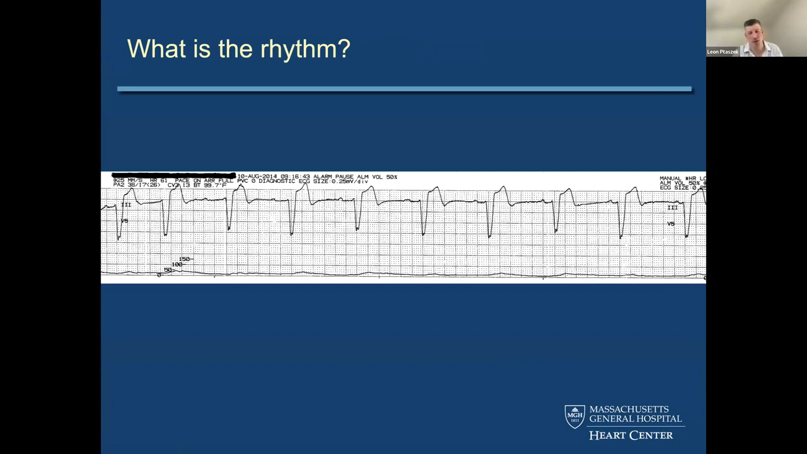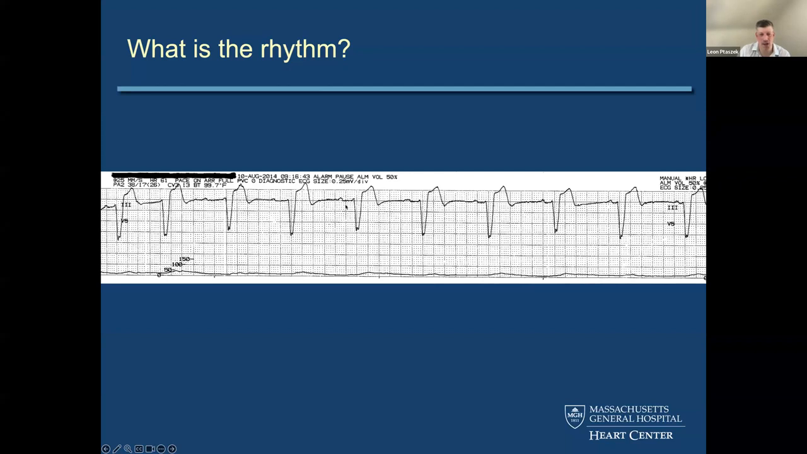Well, this is a tracing that looks in many respects a lot like the ones we were just looking at, right? So you're seeing P waves going all the way across the tracing, and it sure looks like at first glance, unless you're careful, that every P wave has a QRS and every QRS has a P. But the question I ask you is the following: is there really a consistent relationship between the P waves and the QRS complexes? And upon further inspection, you see that although there's a P wave and there's a QRS following each one, there isn't a consistent relationship between the P and the QRS.